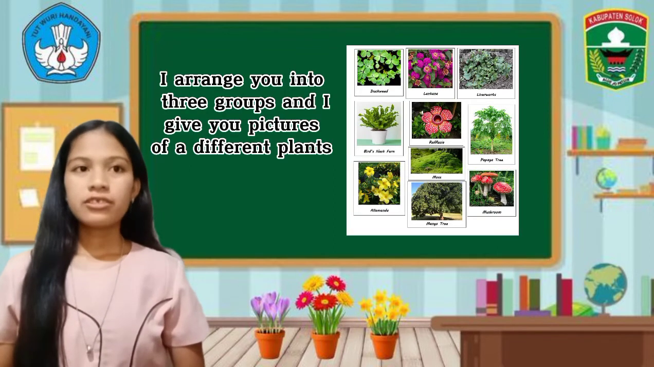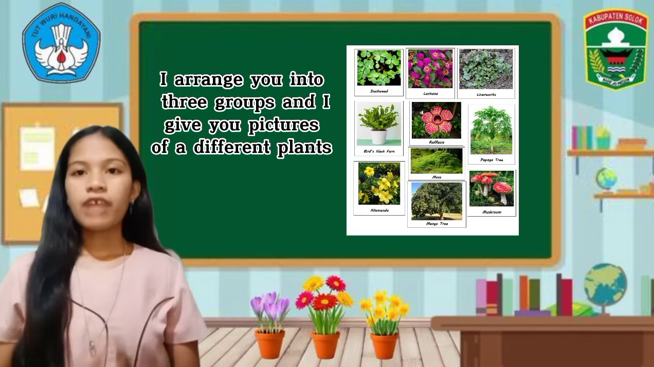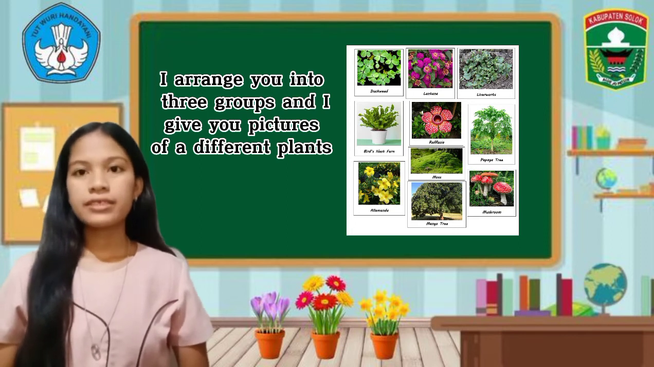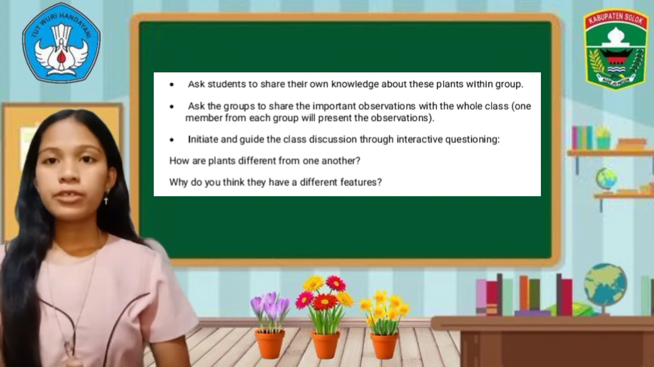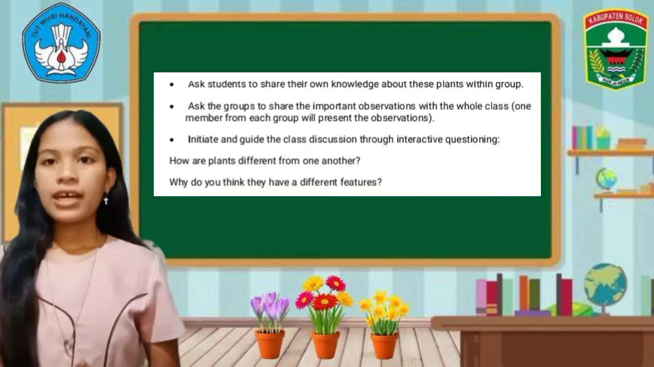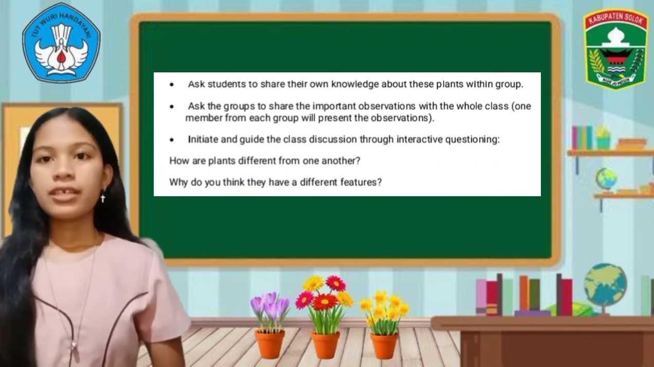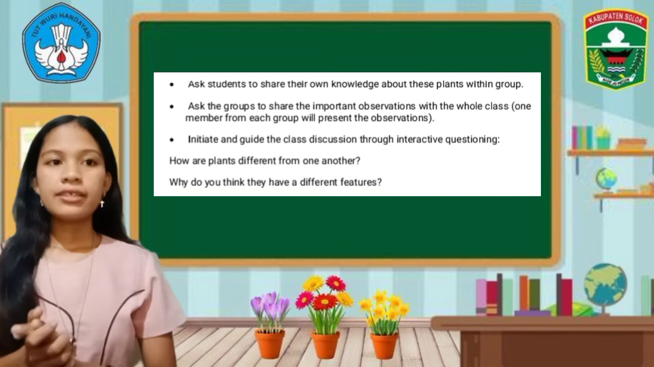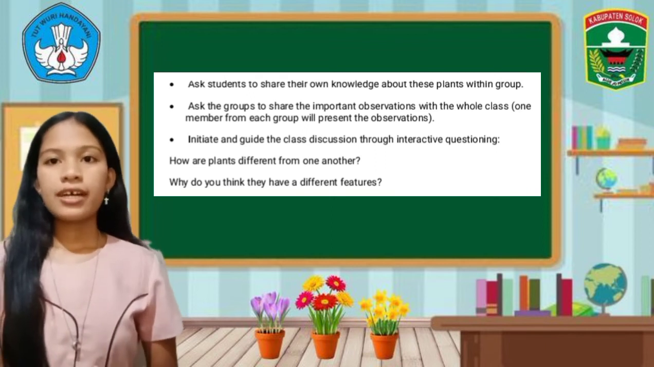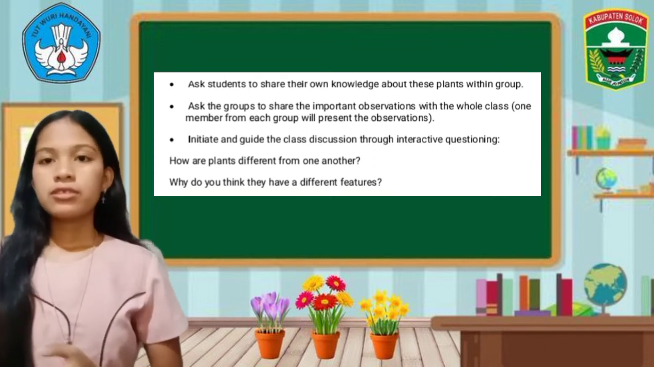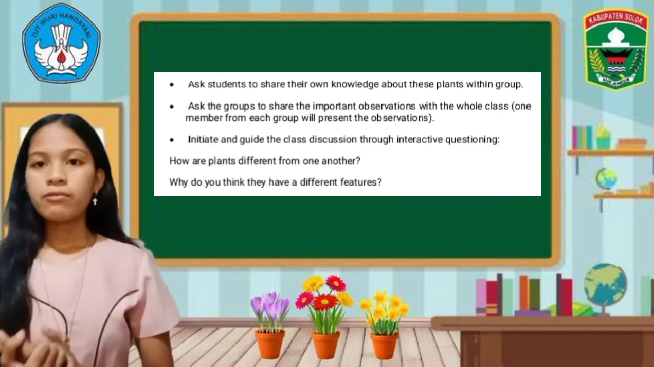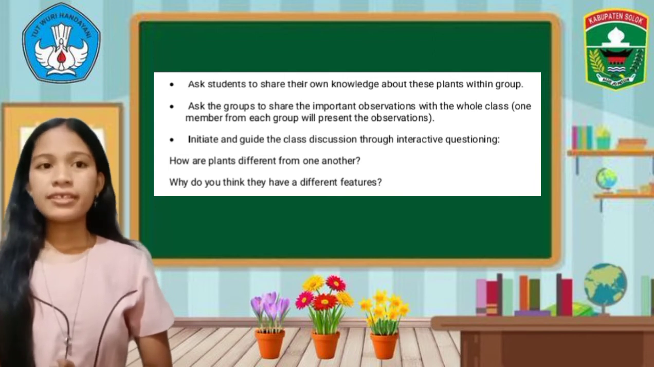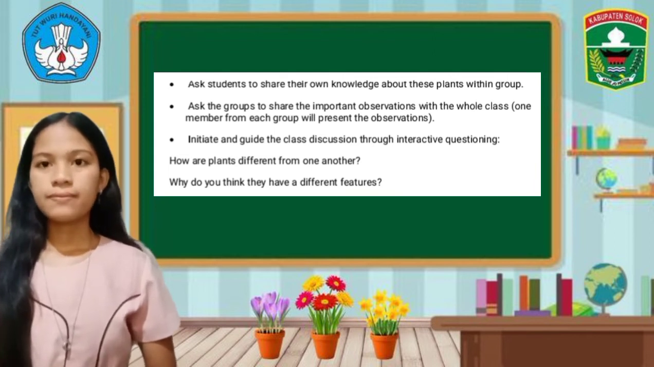I will arrange you into 3 groups and give you pictures of different plants. So class, according to the features that I give you, you can share your own knowledge and share the important things that you learned from those pictures. And you can answer the 2 questions about the activity. How are plants different from one another? Why do you think they have different features?